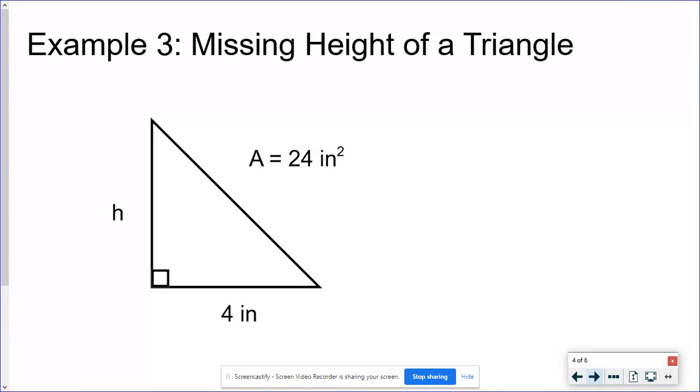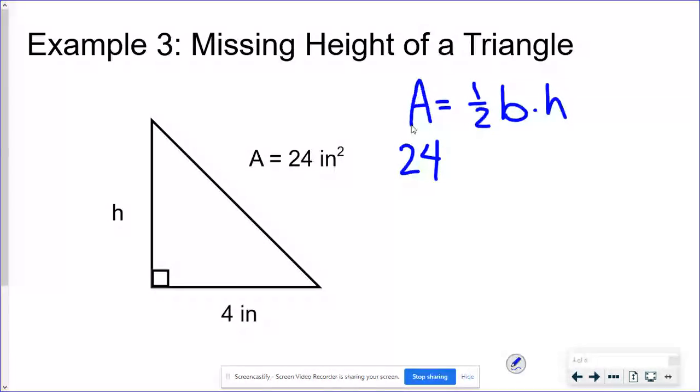In a triangle, the formula has that 1/2 in there, right? So our formula would be A equals 1/2 base times height. So I'm going to put in all the stuff I know. The area is 24. There's my 1/2. That's just part of my formula. The base is 4. And the height, I don't know.